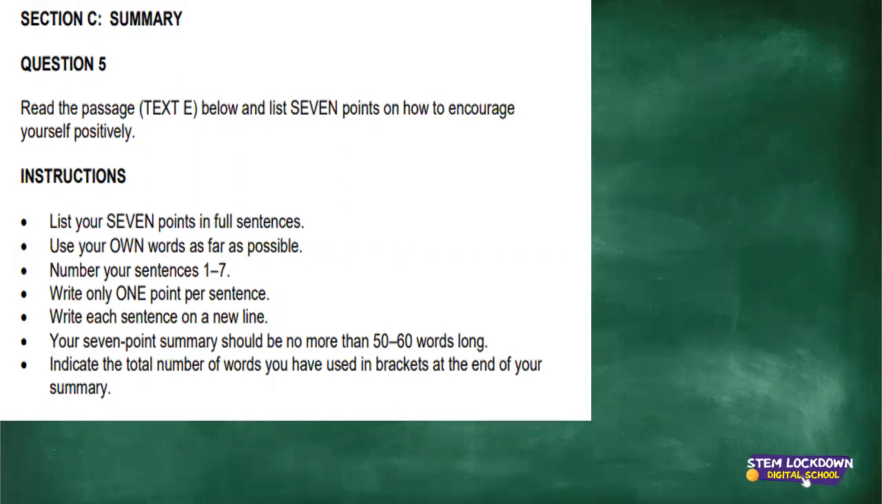And remember, I said yesterday, okay, Bongi, I hope you are raising your hand to volunteer to read for us. Remember I said yesterday, you need to pay attention to the instructions, okay? So the instructions here say, list your 7 points in full sentences, use your own words as far as possible, number your sentences from 1 to 7, write only 1 point per sentence, write each sentence on a new line. Your 7-point summary should be no more than 50 to 60 words long, okay? Indicate the total number of words you have used in brackets at the end of your summary.